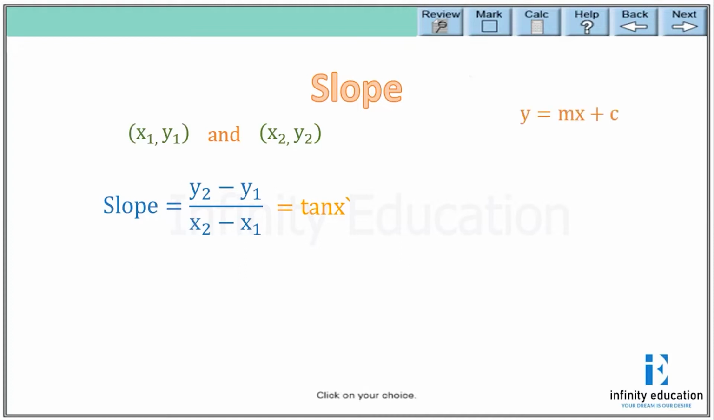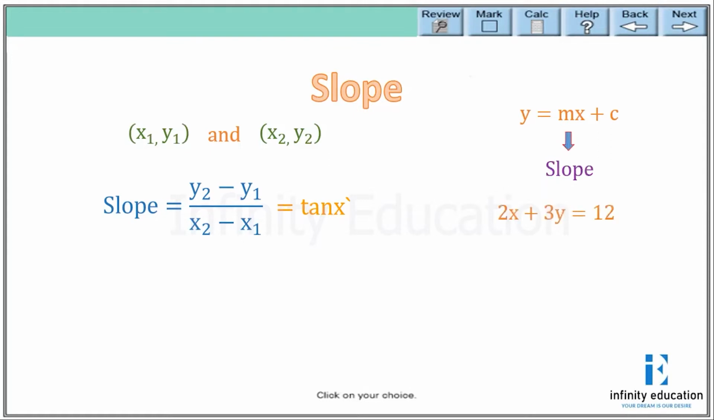Sometimes slope can be calculated from the equation of a line. If we can rewrite an equation in the form where y on the left hand side has the coefficient equal to 1, then whatever is on the right hand side as the coefficient of x, like here m, that should be the slope of the equation.